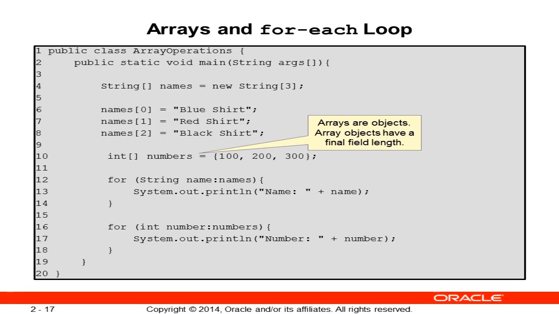So in our case, since we have our two for statements, output would be name blue shirt, name red shirt, name black shirt for the first one, and then in our second for statement, we have number 100, number 200, number 300.